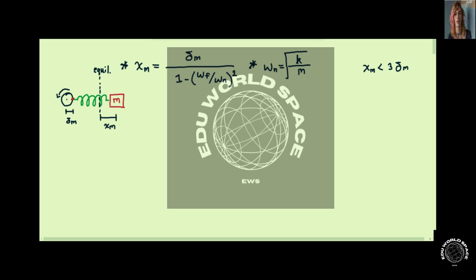And the condition as given to us is that xm, the amplitude of vibration, will be exceeding 3 times the static deflection, as seen over here, which is delta m. Okay, so we pretty much have to find the bounds of omega frequency as our end goal.